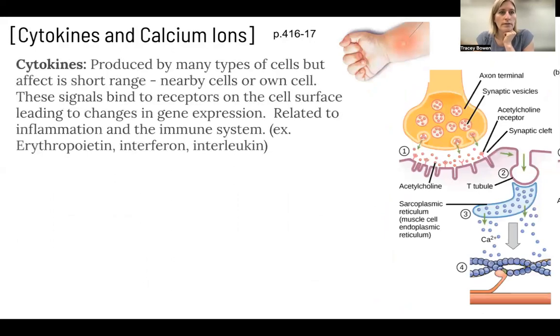Then we also have some other signaling cytokines. These are produced by many different types of cells, but their effect is short range. They're interacting with nearby cells or their own cells, and these are related to allergic reactions. So you can see this would be a cytokine signal. These signals are binding to receptors on cell surfaces, leading to changes in gene expression, and that's going to be related to inflammation and the immune system. And so examples of cytokines are interferon, interleukin, and erythropoietin.